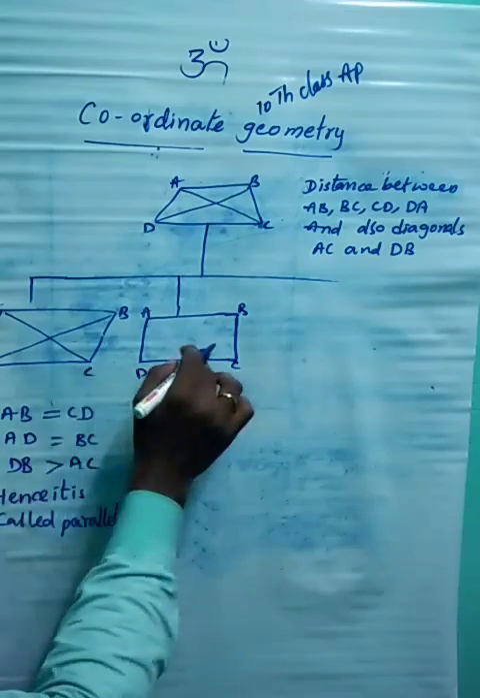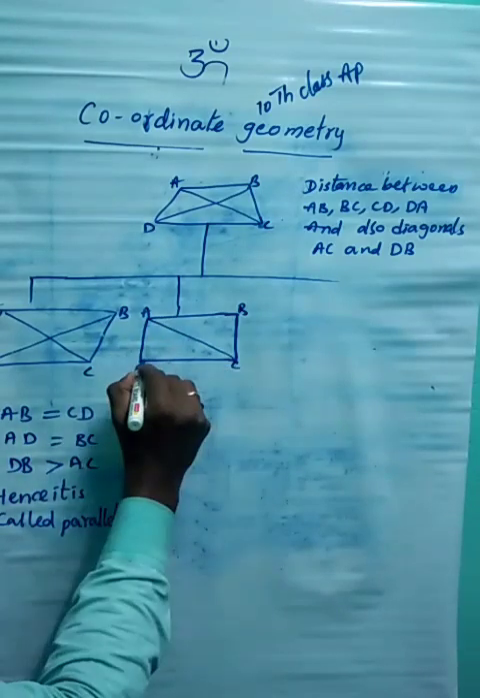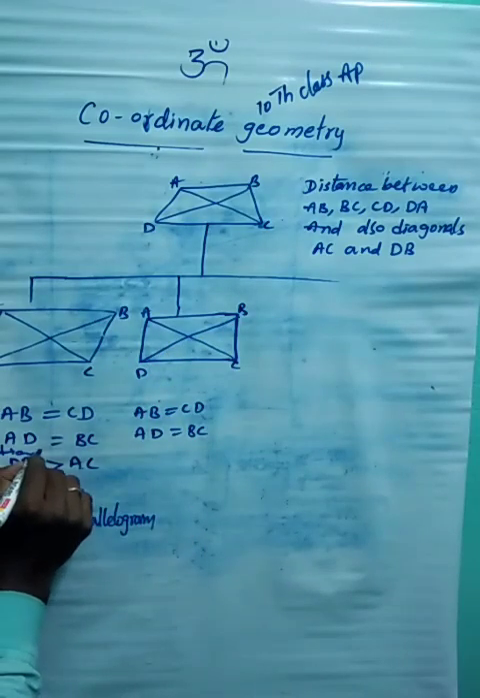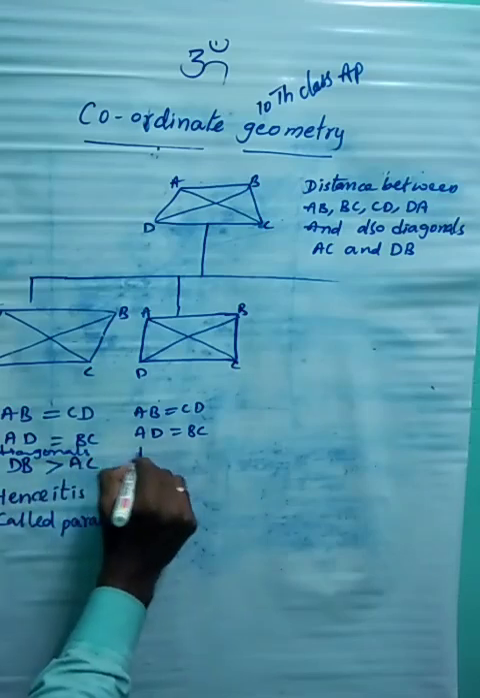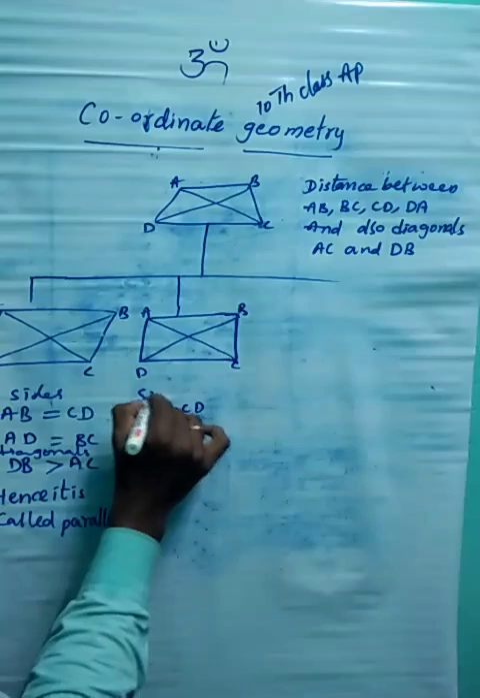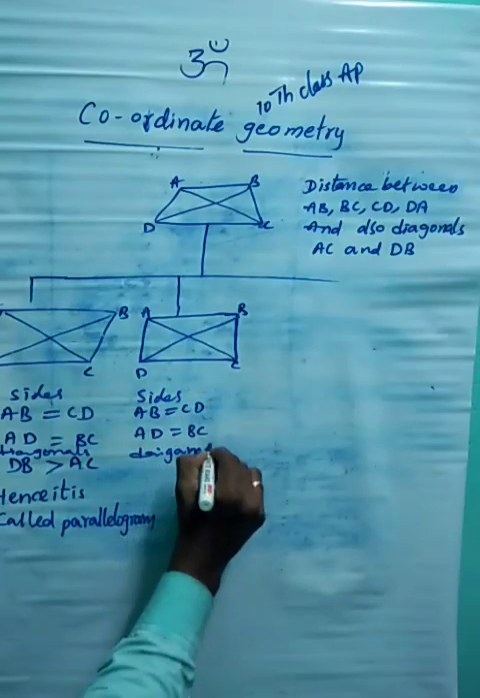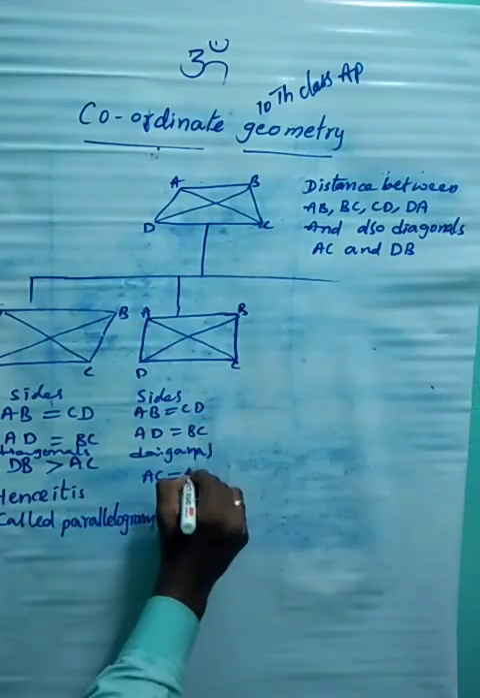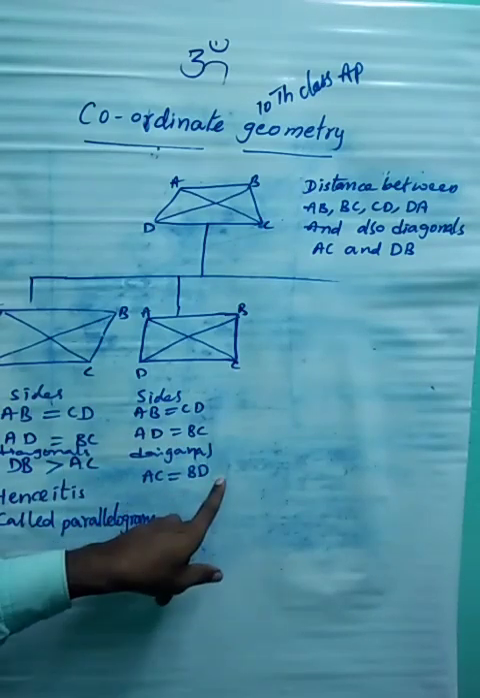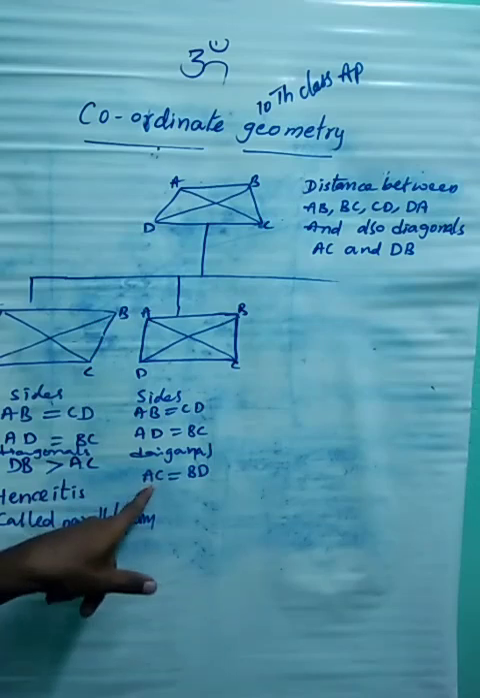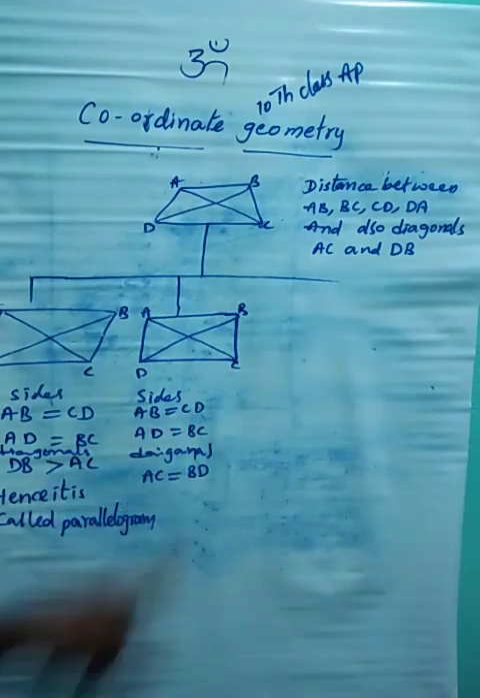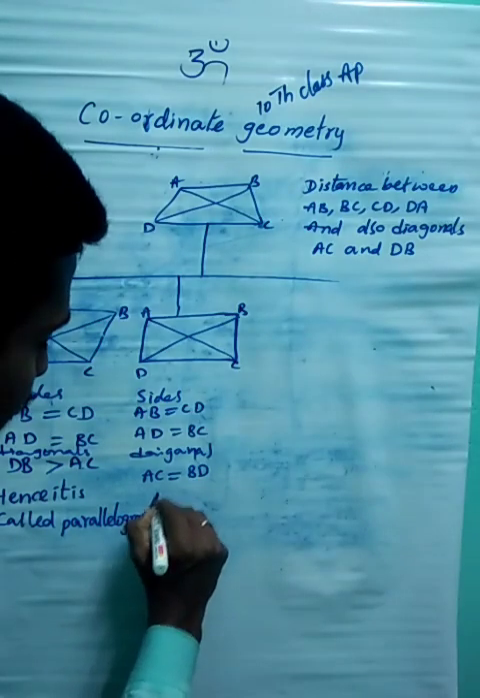Now, what is the difference between this and that? Here AC is equal to BD also. These are the diagonals and these are the sides. Diagonals: AC is equal to BD or DB. Here both are equal, while before one was greater than the other. When both are equal, the opposite sides and the diagonals are equal, hence it is called a rectangle.